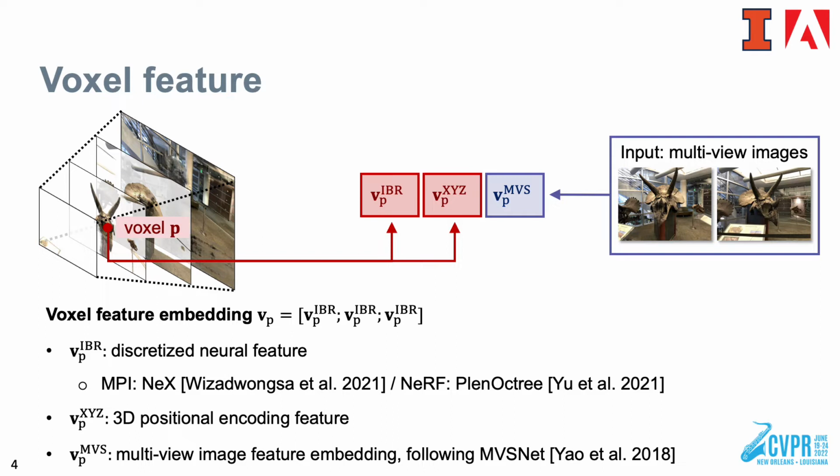Lastly, we introduce a novel multi-view image feature embedding, which is inspired by MVSNet. We find this information to be particularly useful as it overcomes the limitations of the discretized neural features. Please check our paper for more technical details.